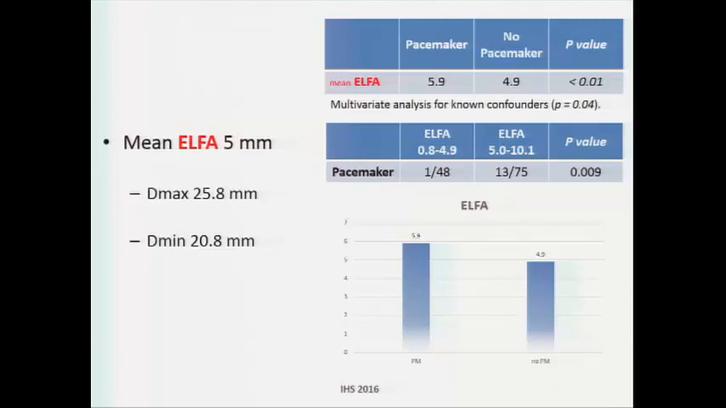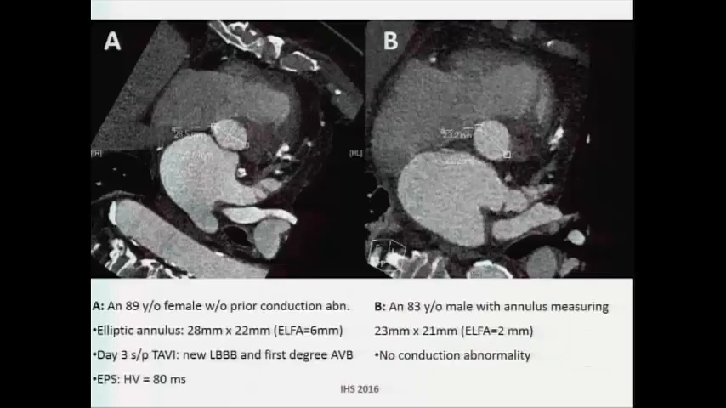Also, if we take a cutoff of elliptic factor of 5, out of 48 patients with an elliptic factor below 5, only 1 patient required implantation of a pacemaker. Among patients with an elliptic factor of more than 5, out of 75 patients, 13 patients required implantation of a pacemaker.